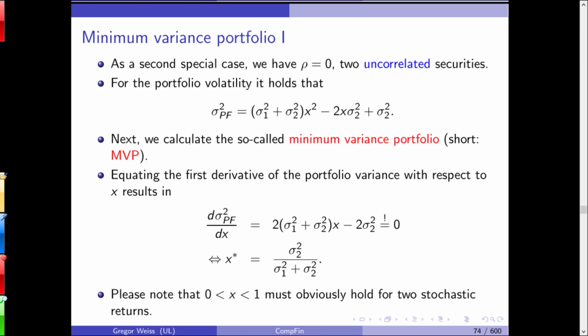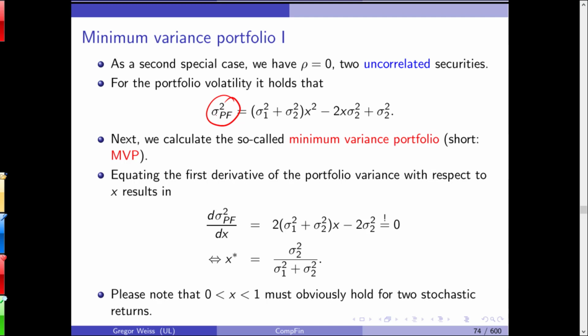Second case, uncorrelated assets. For uncorrelated assets, you again calculate the portfolio volatility or variance, and we are now interested in the so-called minimum variance portfolio. How can you calculate the minimum variance portfolio? You take the formula for the volatility, and you minimize that function with respect to x. Take the first derivative, just like in high school, set the first derivative equal to 0, solve for x, that gives you the minimum variance portfolio.